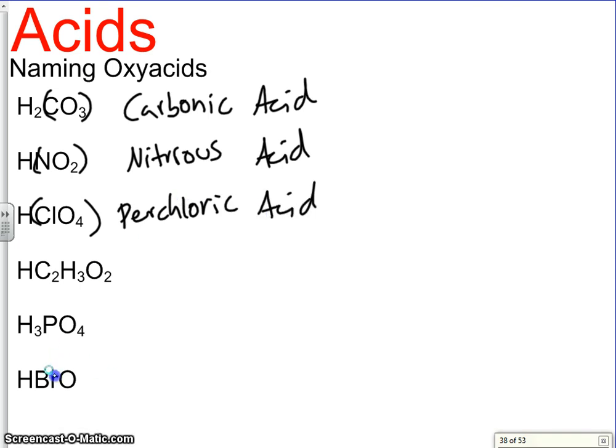Something to make note of. HBrO. BrO is hypobromite. Hypo is not the same thing as hydro, so be careful with that. Hypobromite becomes hypobromous, and then acid as a second name.